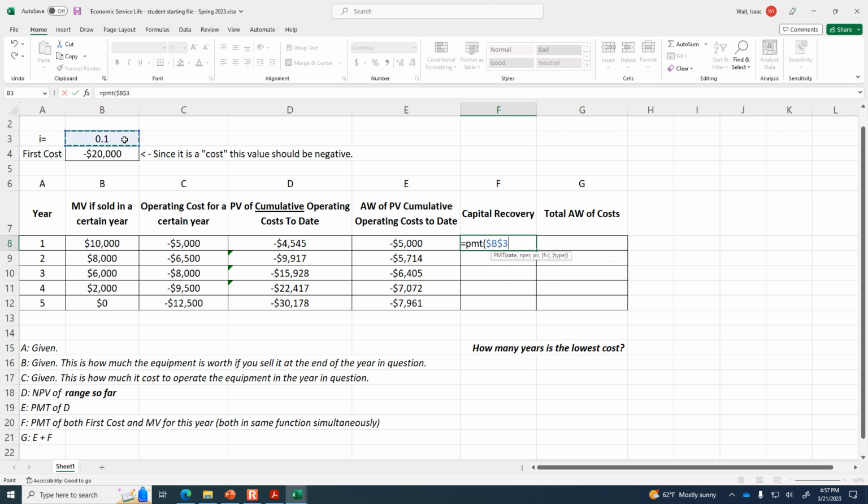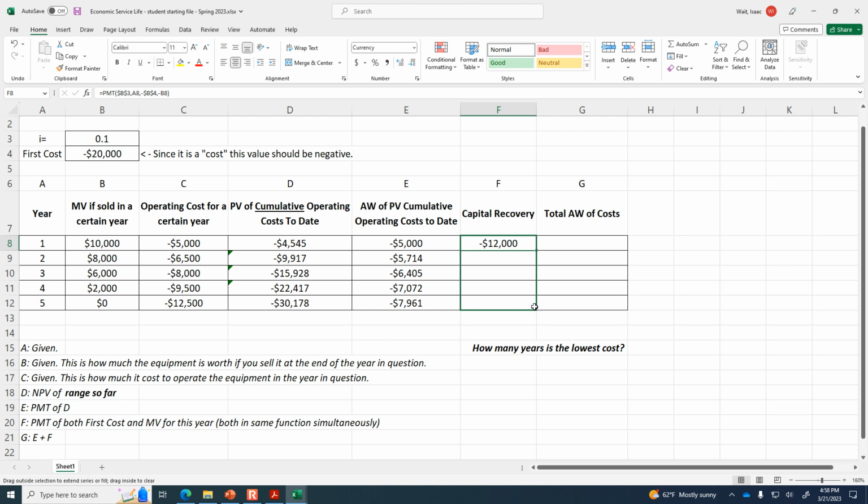refer to our interest rate, NPER is the number of years, the present value is the first cost, and we need to anchor the reference to that because that's always going to be the same. And then for the future value, that is the market value. And I don't recall whether we need to put the minus sign in this. Let's just see what we get. I do, because the capital recovery should also be an outflow. So we need the minus sign for both the PV and the FV.